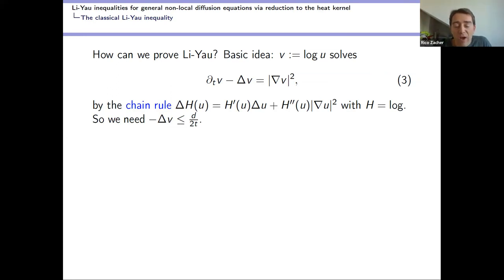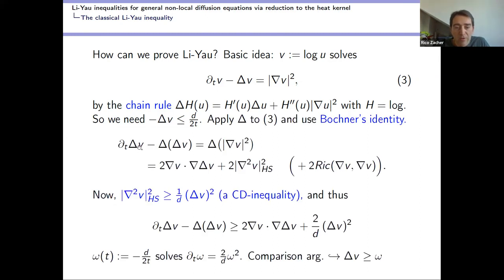The idea is to derive an equation for the Laplace of v. What you are doing is that you differentiate equation 3: you apply the Laplace operator. Let's do this. On the left, we get the Laplace of v inside this time derivative, and then we have Laplace of Laplace v. On the right-hand side, we have to take the Laplacian of this gradient term. This is a simple calculation. You get these two terms. Here we have the Hilbert-Schmidt norm of the Hessian of v to the power 2.